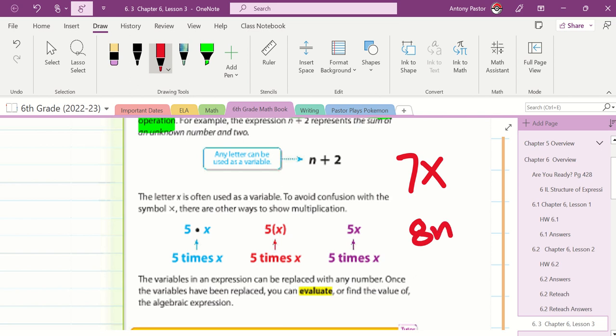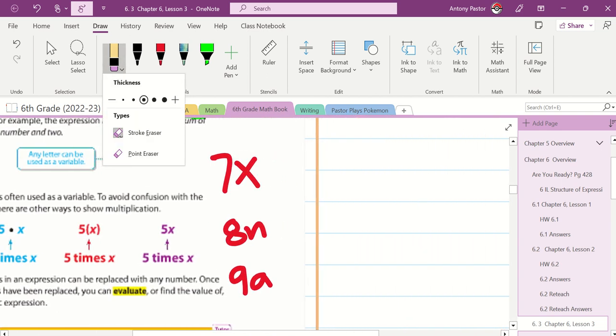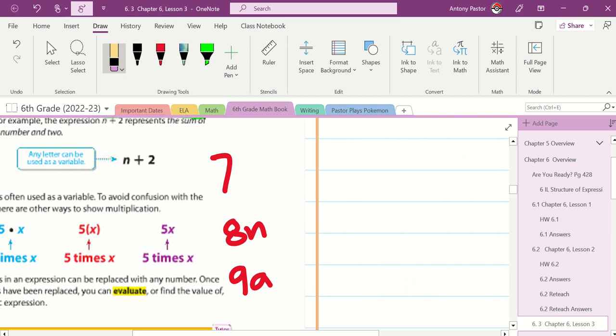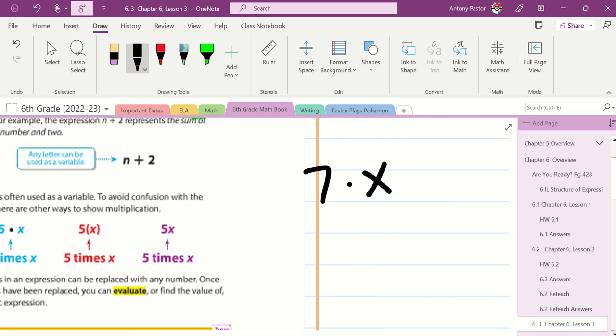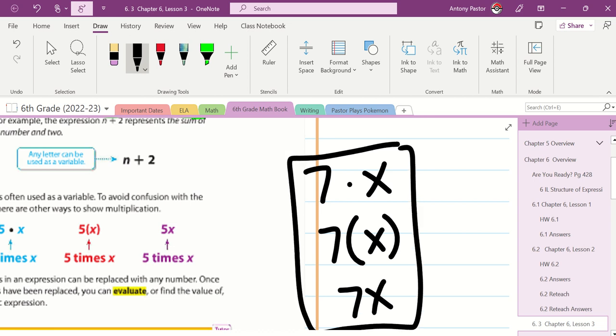So as you can see, I have 7x, which means 7 times x, 8n, which means 8 times n, and 9a, which means 9 times a. You can rewrite these. Not 100% sure why it's not letting me erase. There we go. You could also write these like this. 7 dot x, or 7, and then parentheses, x, and then 7x. These all mean the same thing. These are all 7 times x.